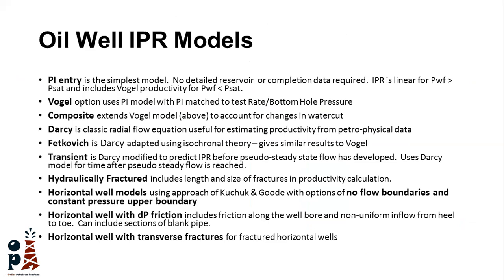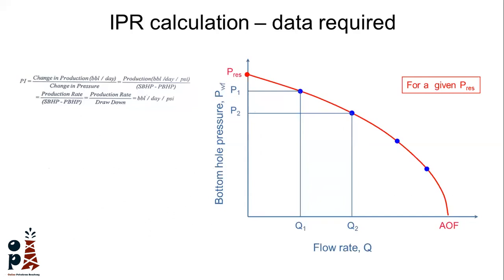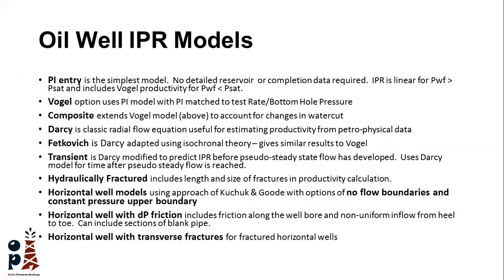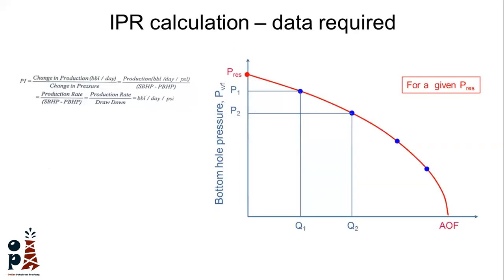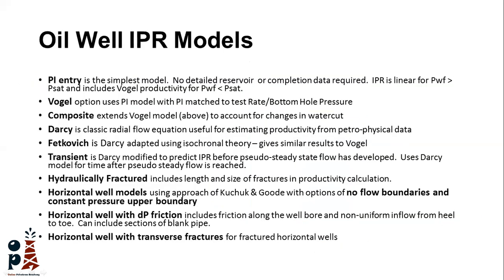There are a lot of IPR models. These models aim at drawing this curve. So the first model, which is the PI entry, which is the simplest model, is taking this curve as a straight line extended here, and using this model, we can draw a simple IPR model. It's only a number. And then you go into more sophisticated or more complex models where more data are required.